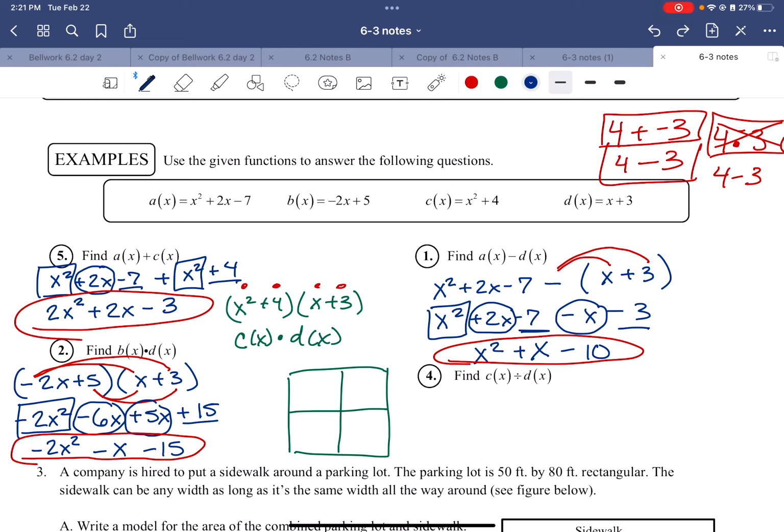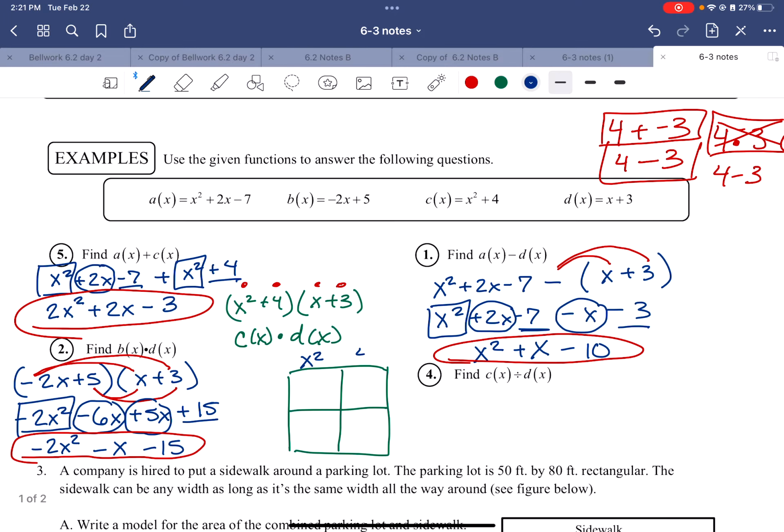Okay, I'm going to write x squared. It doesn't matter which one goes on the top and which one goes on the left, so just pick one to go on the top and one to go on the left. Neither of these has any negatives, but if you had a negative, just make sure you keep the negative sign with the term that it goes with.